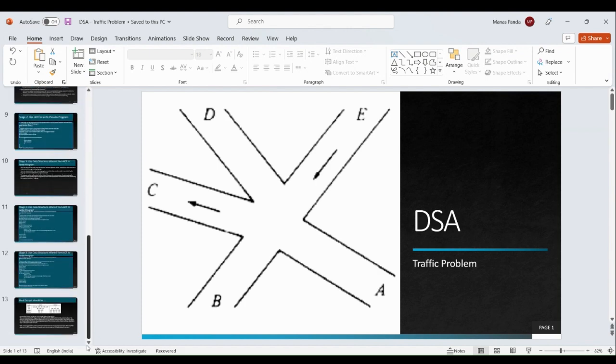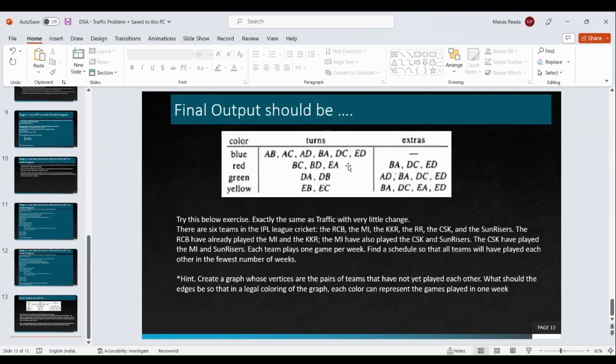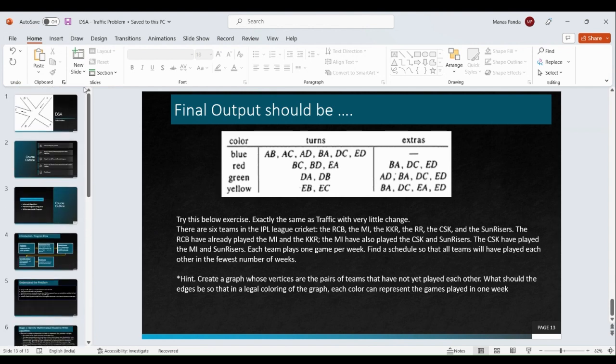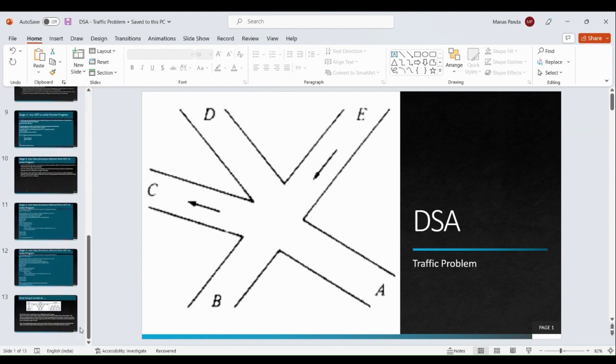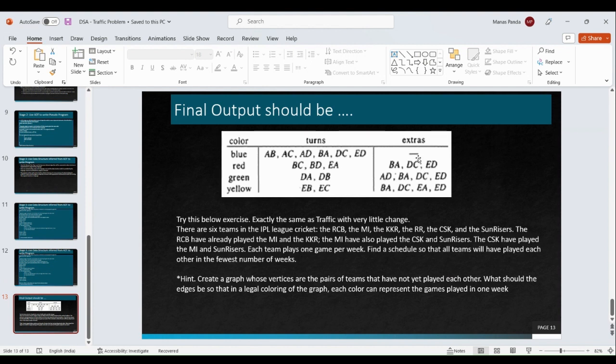And similarly for red, whatever B C, B D, and E A, let us check that. When it is going B C, B D can go and E A can go. So those are the turns we can take. And what are those extra turns we can discuss? There is no extra turn in the first one, definitely, because everything is connected to one of these, so we cannot take any turn over here.